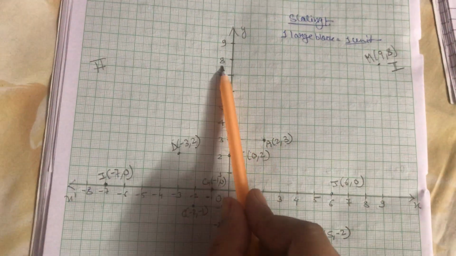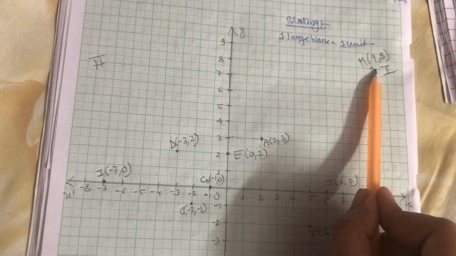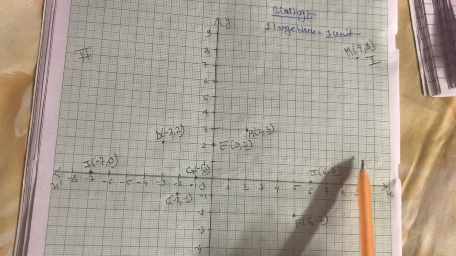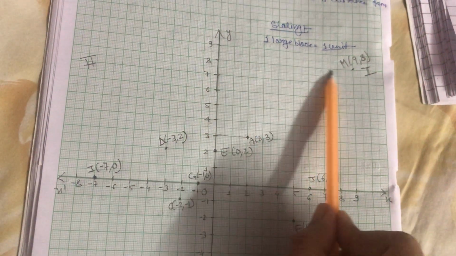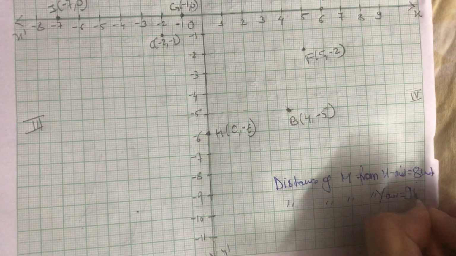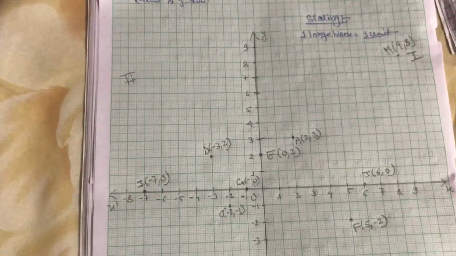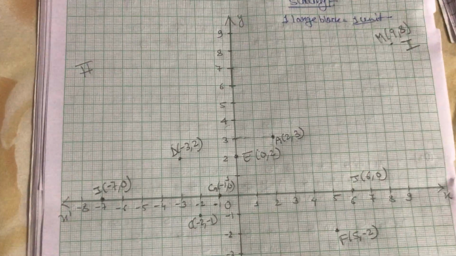And similarly from the y-axis, how many blocks do I have to cover? So I have to cover 9 blocks. So this is my 9 units, which is actually my x coordinate. So this is how we represent a point on a graph sheet.